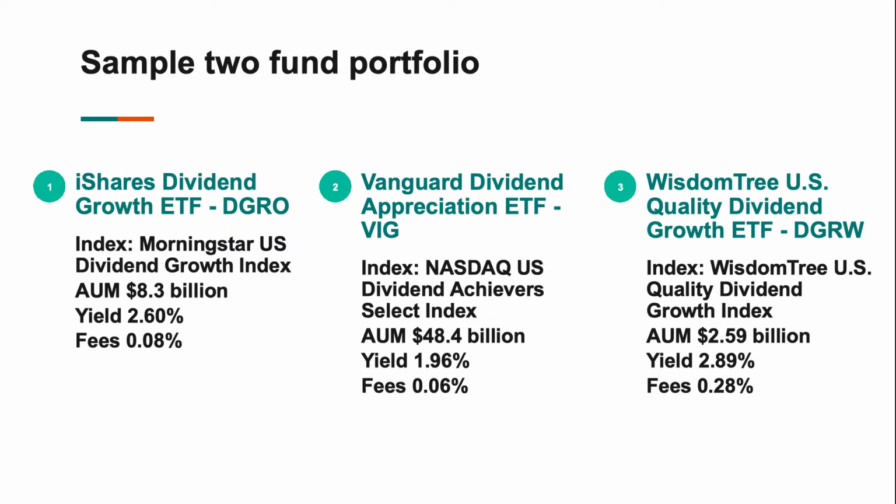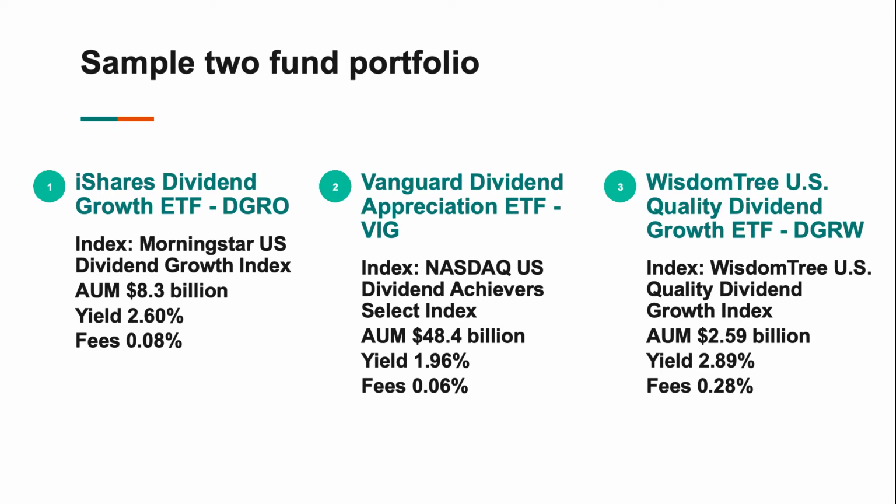The three I'm comparing here are the iShares Dividend Growth ETF, DGRO, the Vanguard Dividend Appreciation ETF, VIG, and the WisdomTree US Quality Dividend Growth ETF, DGRW. All of them have quite a big asset under management, so they're relatively liquid. You can see WisdomTree is the smallest one with 2 billion, and the Vanguard one with 48 billion is the biggest. The fees are relatively reasonable and low for iShares and Vanguard, however slightly high for WisdomTree.